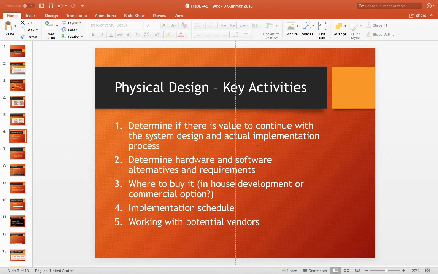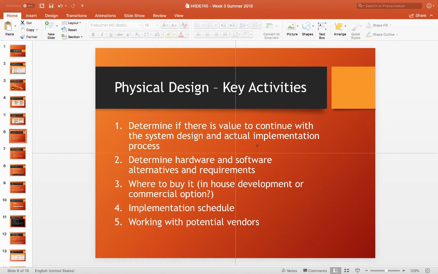And then what alternatives do we have? In other words, if we have a need of a system, do we have internal resources, or do we have external software resources that we have to look into? And what are those requirements? The third thing is where to buy it, right? Maybe you have to do an in-house implementation, in-house development, which sometimes is a good solution depending on your need. Or you have to go through a commercial option, right? And sometimes it's a combination of both.